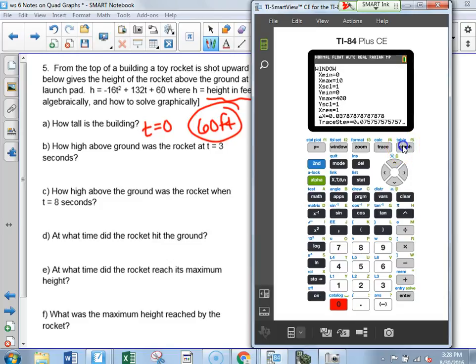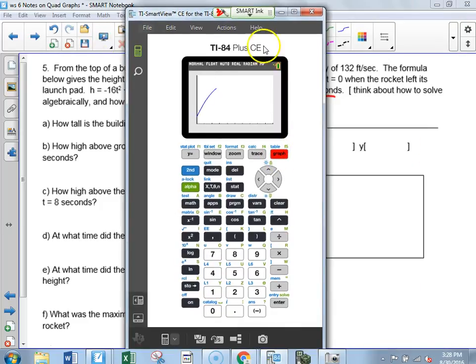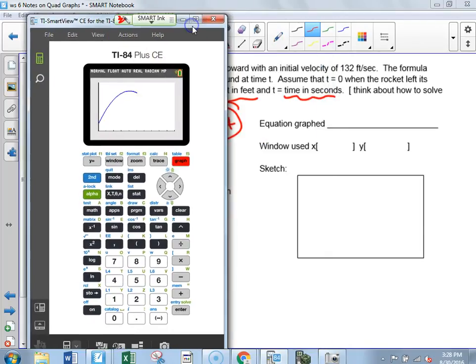Guys, I'm not going to give you a grade based on the exact numbers. It just has to be that it fits in that window and it's appropriate. It is not appropriate to have negative time or negative height. Okay, guys, please, we got 2 minutes left.